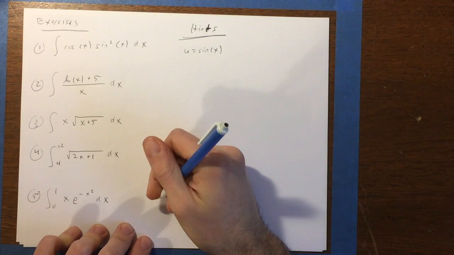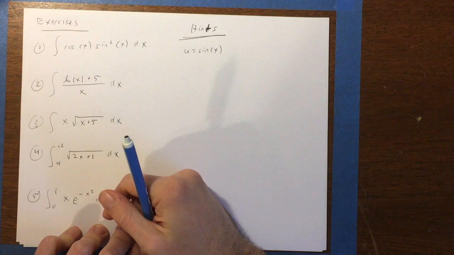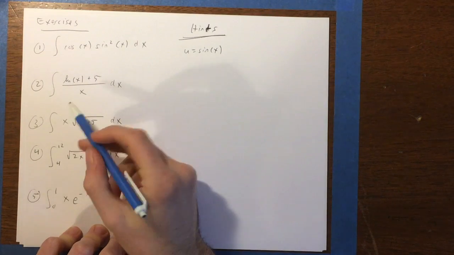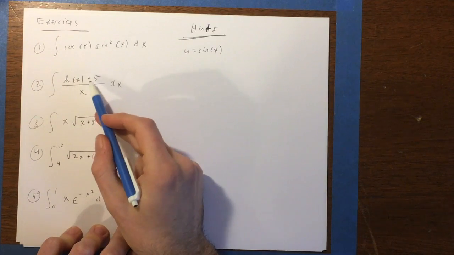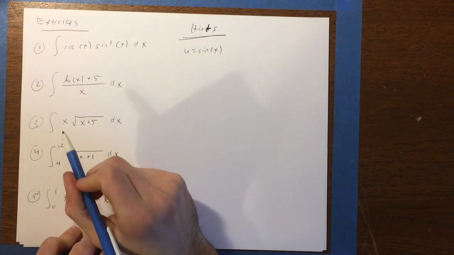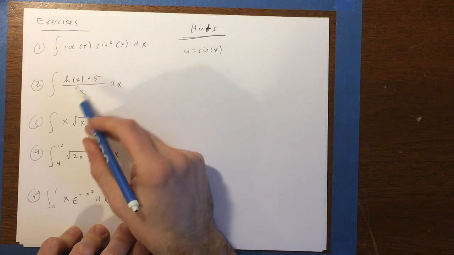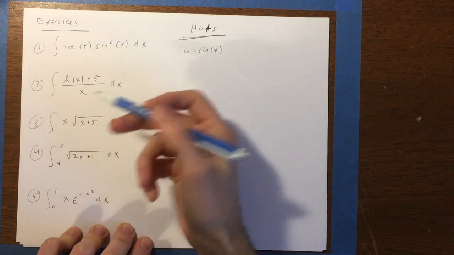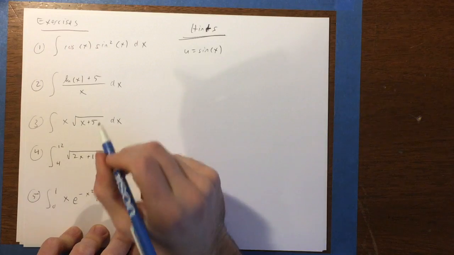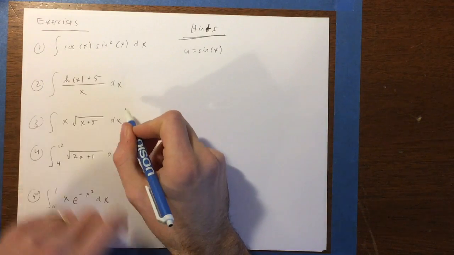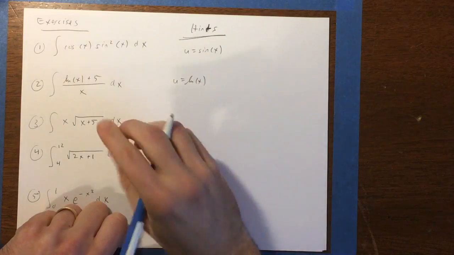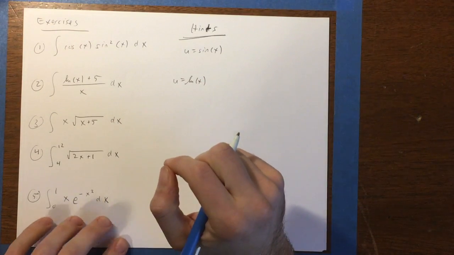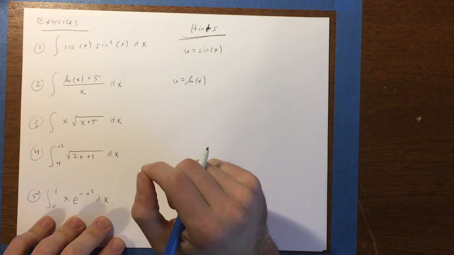Okay. All right, for the second one, we have an x in the denominator, right? So you can think of the natural log of x plus 5, all of that, as being multiplied by 1 over x. Division by x is the same as multiplying by its reciprocal. And 1 over x, remember, is the derivative of the natural log of x. So u equals the natural log of x here is going to work pretty well. So try that.